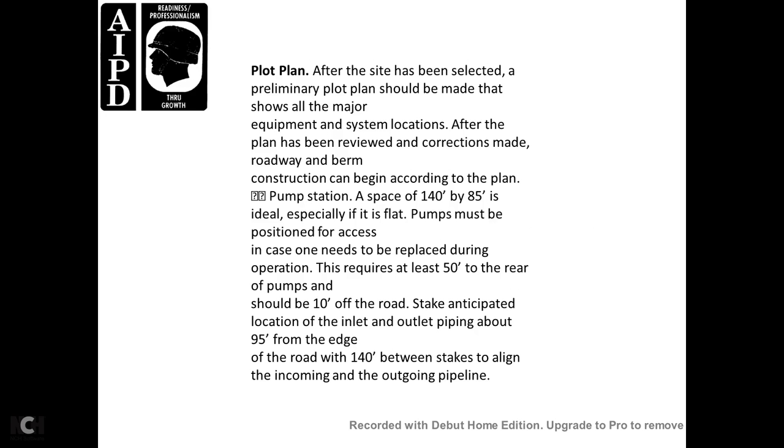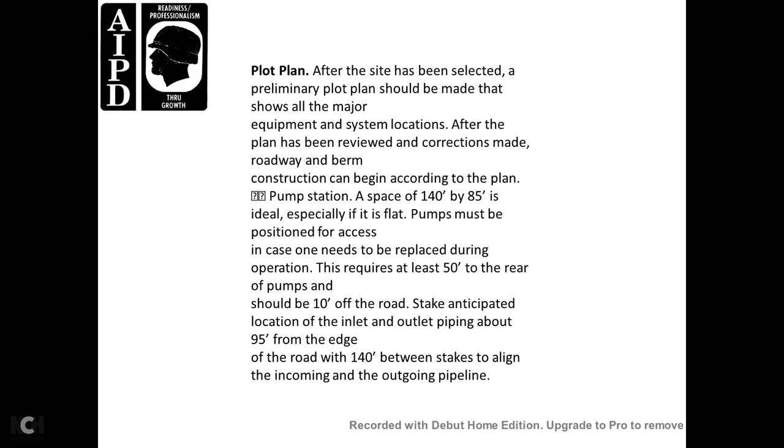Plot plan. After the site has been selected, a preliminary plot plan should be made showing the locations of all the major equipment of the system. After the plan has been reviewed and corrected, roadway and berm construction can be done according to the plan. A pump station space of 140 feet by 85 feet is ideal, especially as the pumps must be positioned for access in case one needs to be replaced during operation.